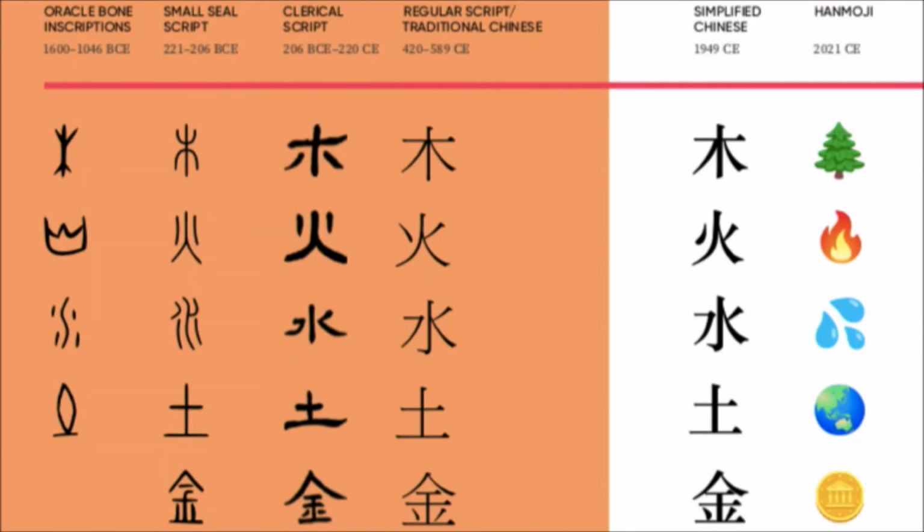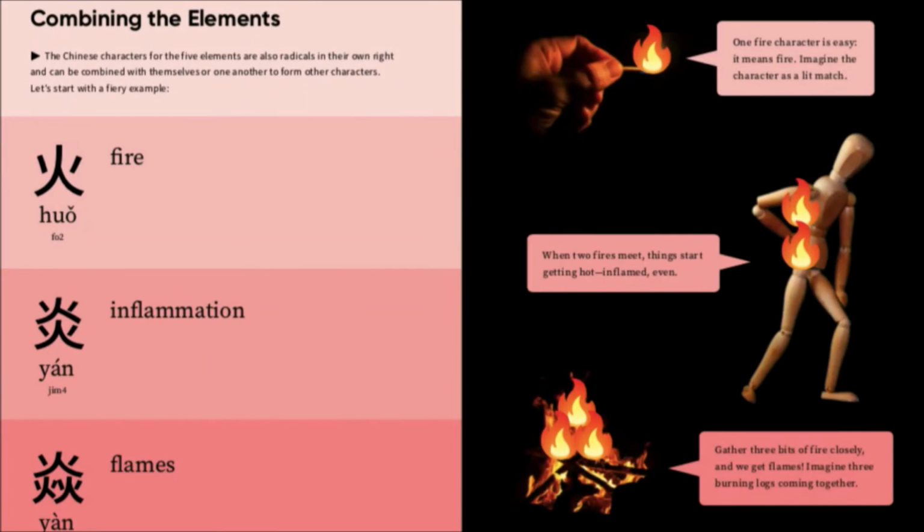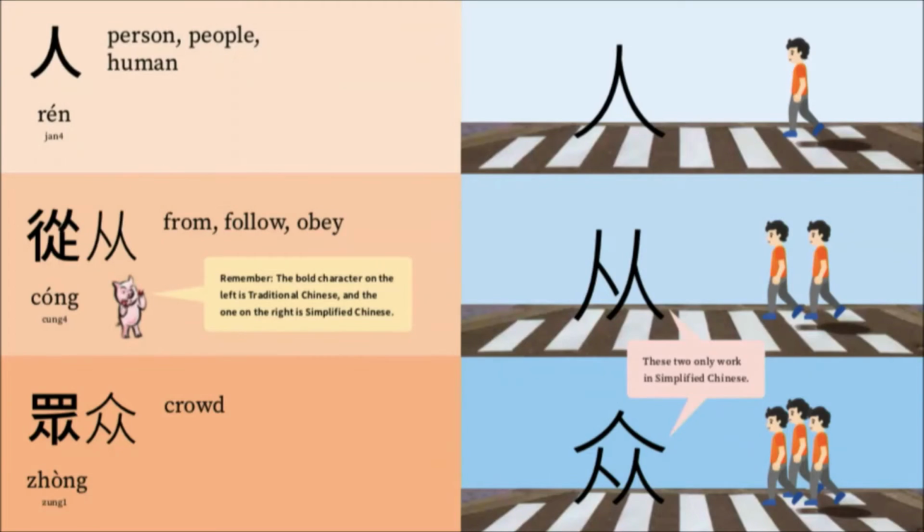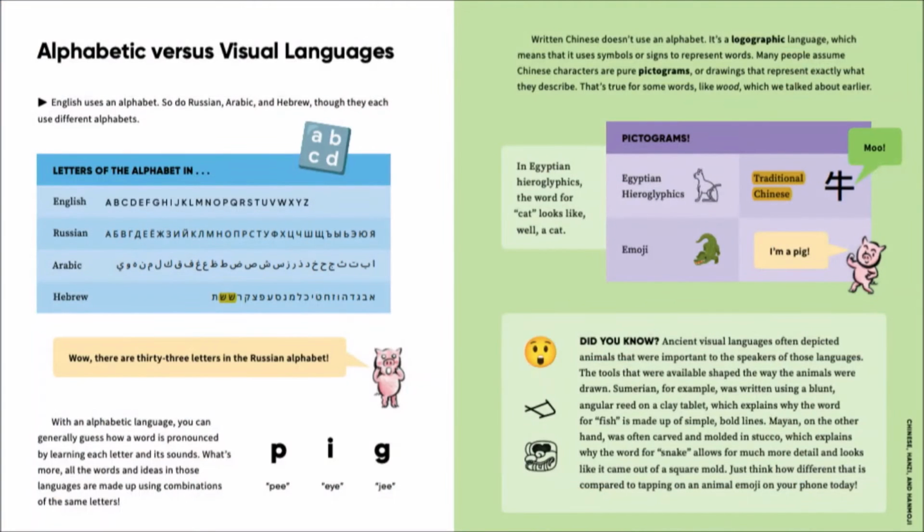It has some of the stuff that I showed you, like the progression of characters into emoji, also the combining: one fire is fire, two is inflammation, three is flames. Also people: if you add two of them, it's to follow, and three is a crowd. We talk about alphabetic versus visual languages: there's a Cyrillic alphabet, Arabic, Roman alphabet.